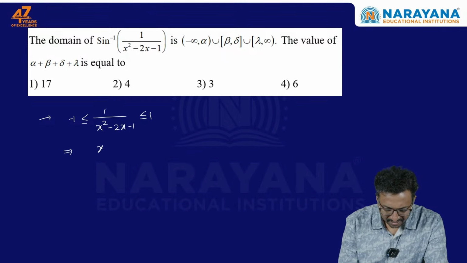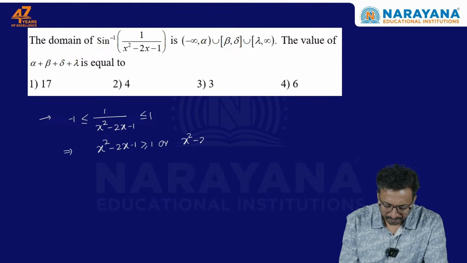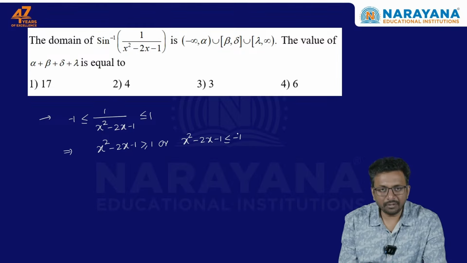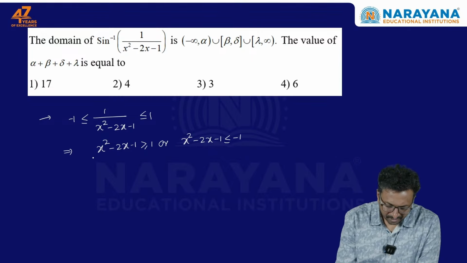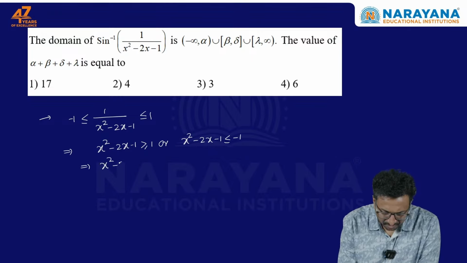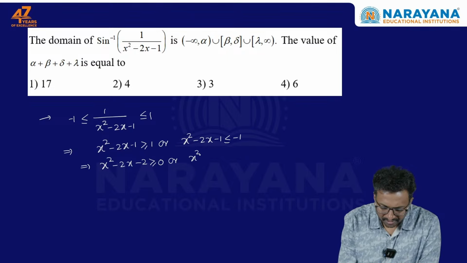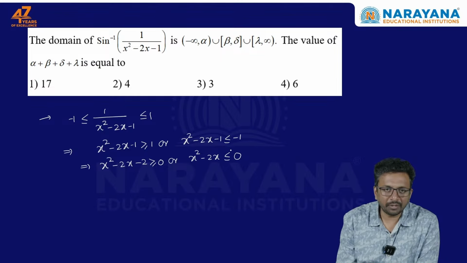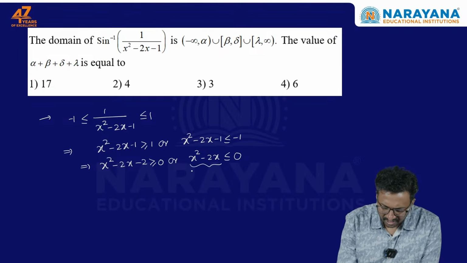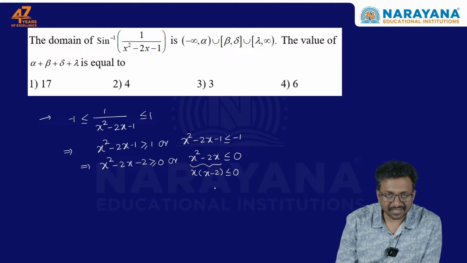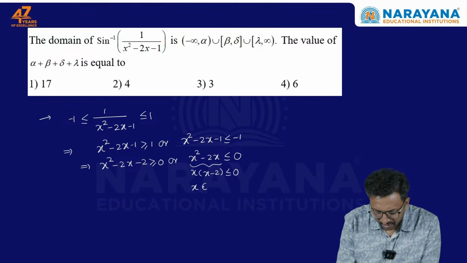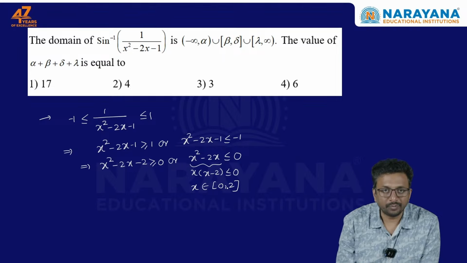So this implies x square minus 2x minus 1 should be either greater than or equal to 1 or less than or equal to minus 1, when you reciprocate that. So this implies x square minus 2x minus 2 greater than or equal to 0 or x square minus 2x less than or equal to 0. This is quite easy. x into x minus 2 less than or equal to 0. Quadratic less than 0 means x lies between the roots. So x belongs to 0 comma 2.